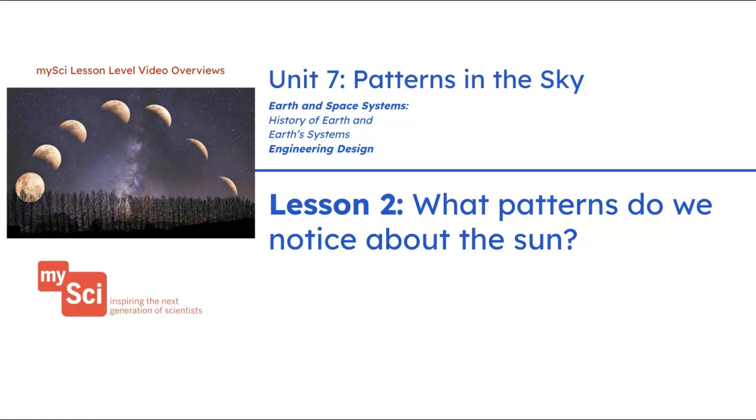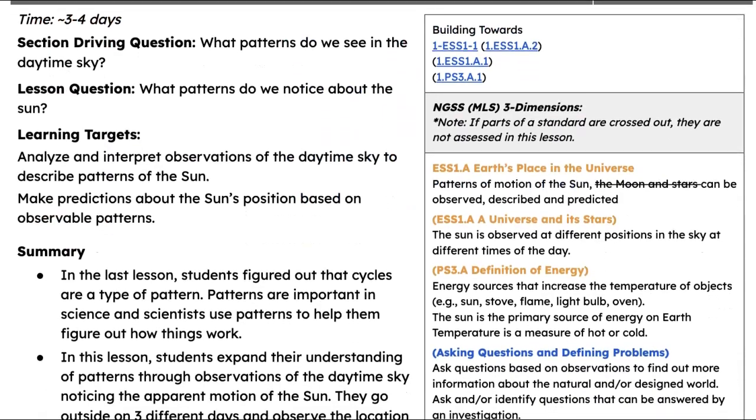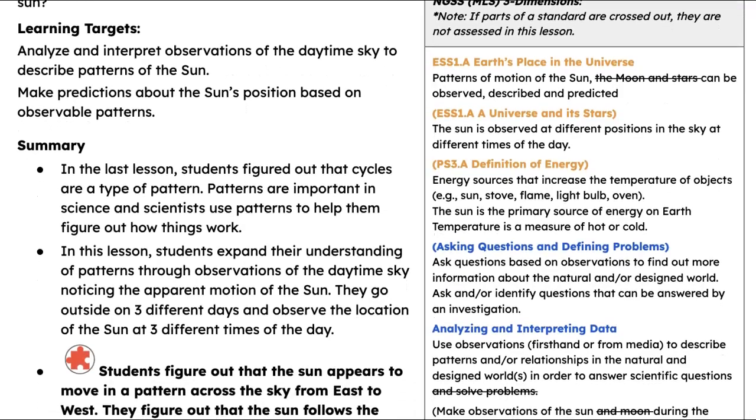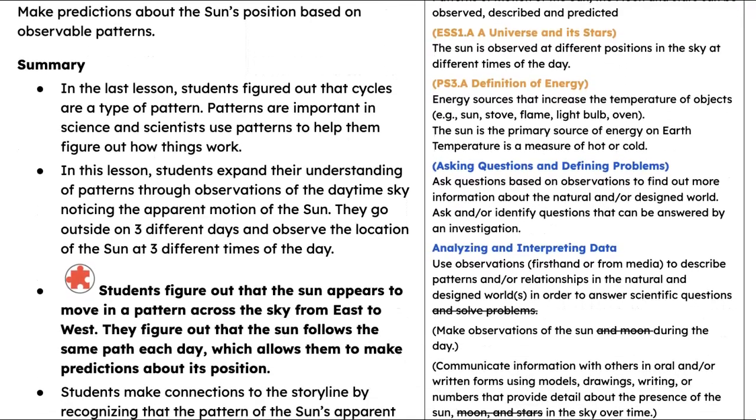In this lesson, students expand their understanding of patterns through observations of the daytime sky, noticing the apparent motion of the sun. Students figure out that the sun appears to move in a pattern across the sky from east to west. They figure out that the sun follows the same path each day, which allows them to make predictions about its position. Students make connections to the storyline by recognizing that the pattern of the sun's apparent movement across the sky is a circle. There are several opportunities for ELA, social studies, and math cross-curricular connections throughout the lesson.